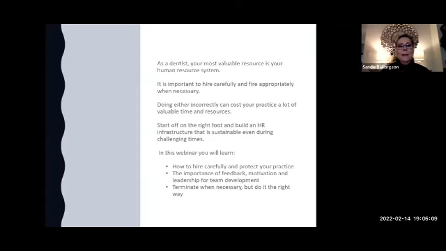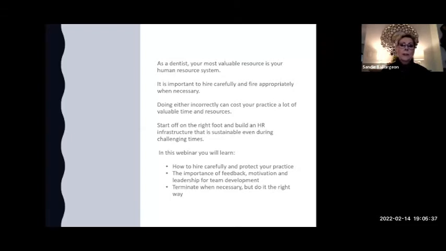But doing either incorrectly can cost your practice a lot of money in valuable time and resources, for sure. So it's important to have an HR structure in place and to start off on the right foot with your new employees. And especially now with the crisis of a shortage of staff everywhere, that's one of the biggest problems. So it's important to hire carefully.